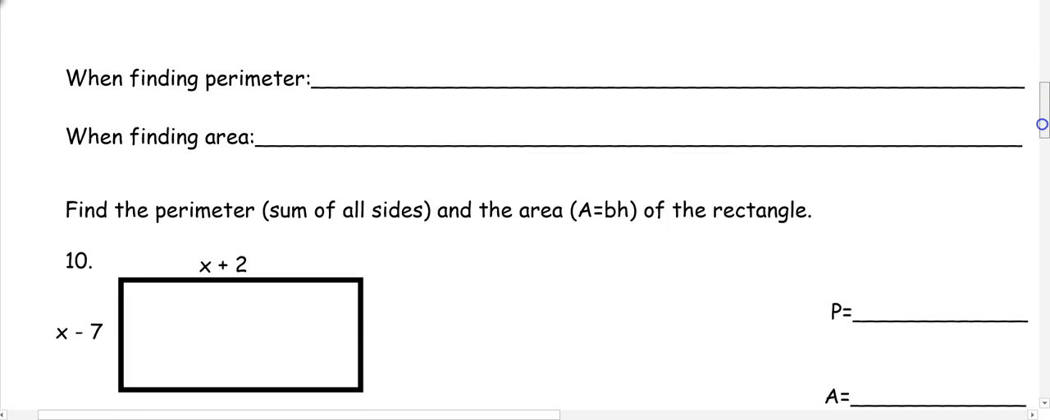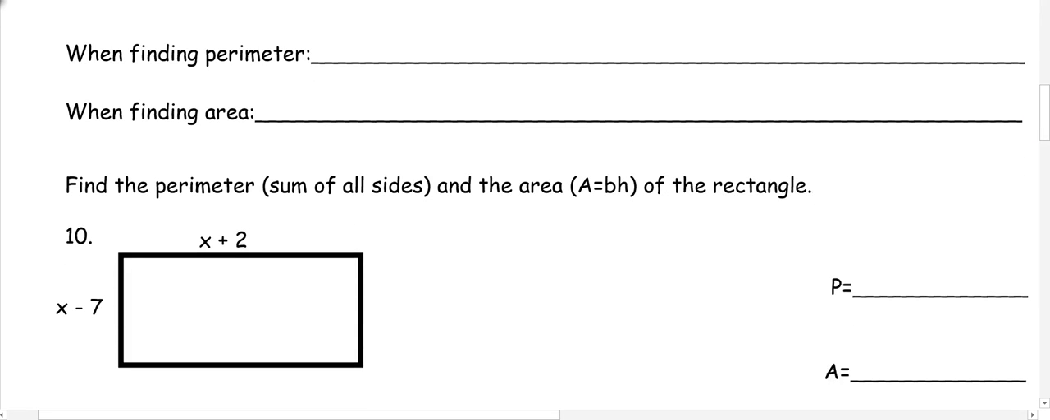Now, when we do applications, we can use this idea to find perimeter and area. So perimeter is just like yesterday. We are adding all sides. And when we're finding area, we are multiplying the base times the height. So remember that area is equal to B times H. So in number 10, we need to find the perimeter and the area of the rectangle.